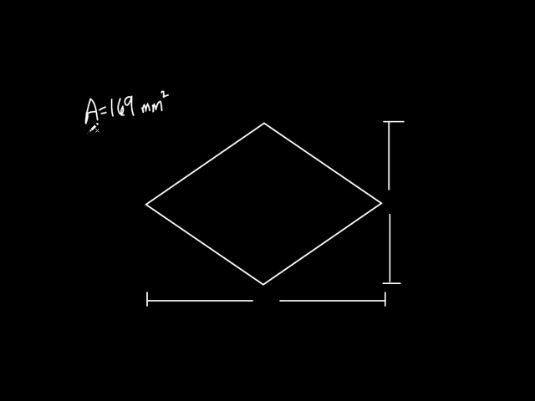So they tell you something a little bit different. They tell you the area. They actually tell you what the area is. They don't ask for the area, but they don't even tell you the diagonals or the lengths of the sides or anything. They just say that one of the diagonals is twice as big as the other one. All right, so one is twice as big as the other.